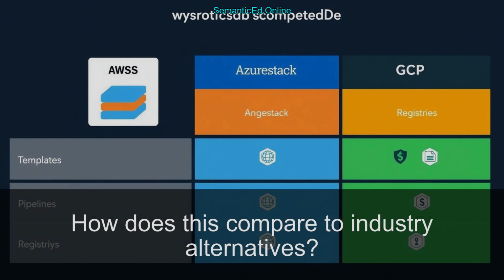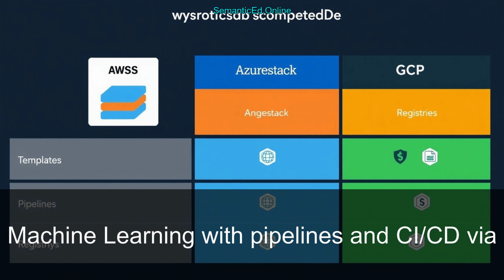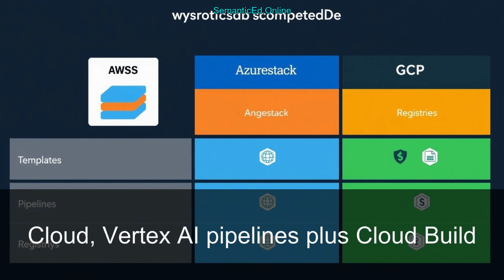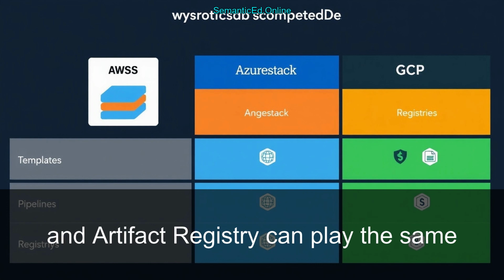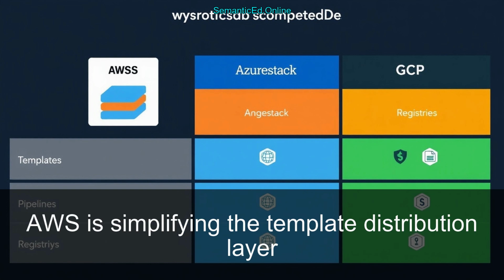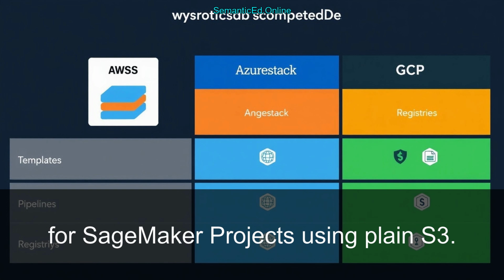How does this compare to industry alternatives? In Azure, a similar pattern is Azure Machine Learning with pipelines and CI/CD via GitHub Actions or Azure DevOps. In Google Cloud, Vertex AI Pipelines plus Cloud Build and Artifact Registry can play the same role. The key difference here is how AWS is simplifying the template distribution layer for SageMaker projects using plain S3.